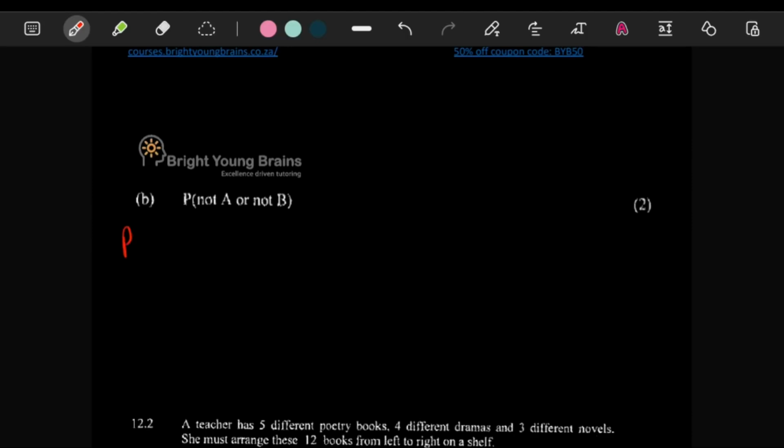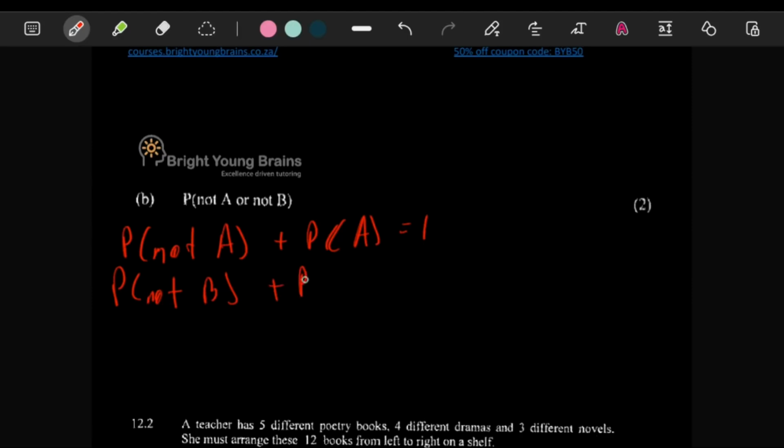Well, the first thing is not A. Let's get not A. So not A plus A, remember, this is a 1. And then the probability of not B plus B, this is also a 1, because these are complementary events. They complement each other.